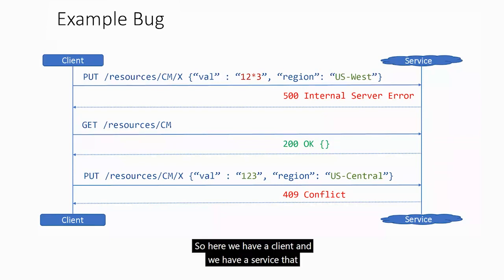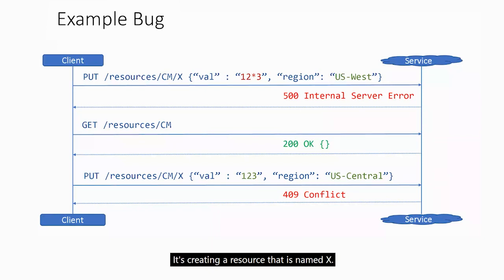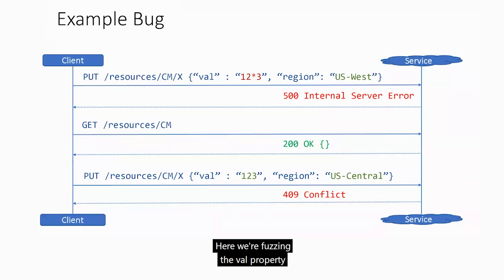So here we have a client, and we have a service that is a CM service that's creating resources. And so it's creating a resource named X, and we pass it some properties in the body. So here we're fuzzing the val property with 1, 2, star 3. Maybe that's not a valid kind of parameter for that property. And we give it a region, and we get back a 500 error. So this is already a bug, but let's see how much further we can take this bug.